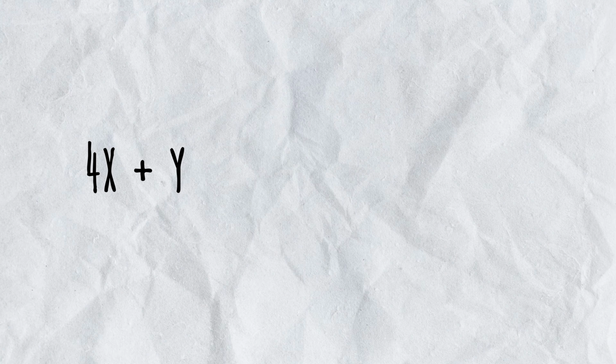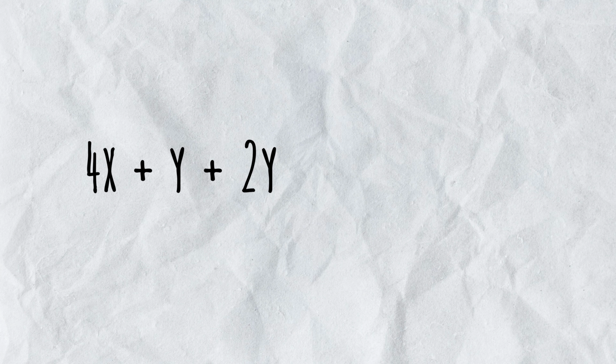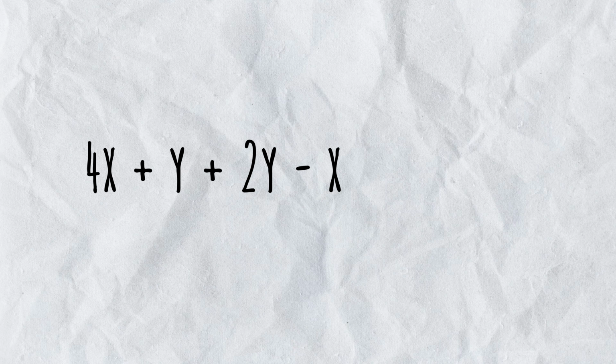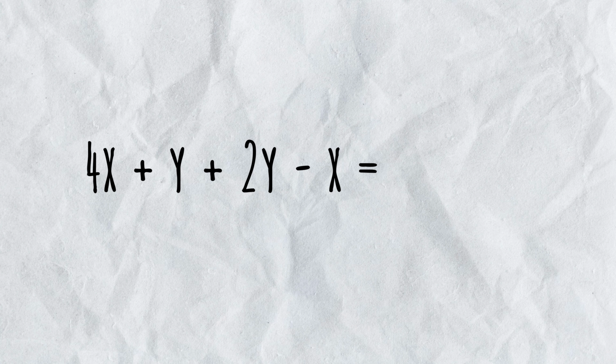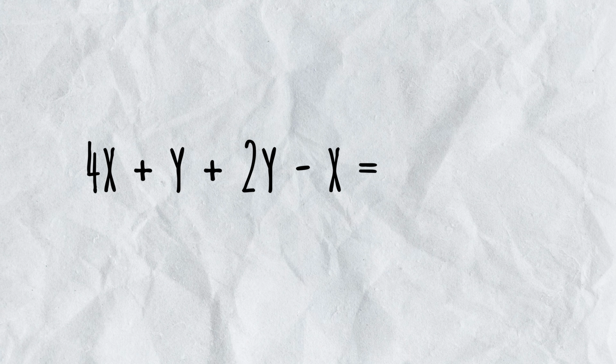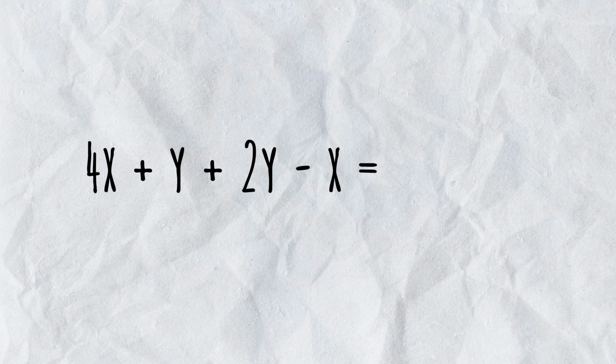So far in this video, we've added like terms and we've taken them away from each other. But what happens if we combine the letters and the adding and taking away all at the same time? What happens then? So I'm going to show you an example. This is where it gets a little bit challenging, but not too bad. We just need to do a little bit more thinking when we're doing these. So on the screen in front of you, I'm going to write the following equation. So we've got 4x plus y plus 2y minus x.